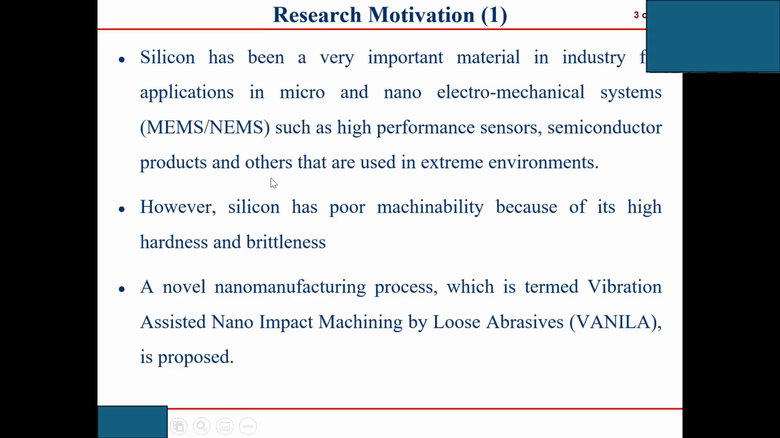However, the silicon has a poor machinability because of its high hardness and brittleness. So, in this research, a novel nano manufacturing process, which is termed, as the name suggests, vibration assisted nano impact machining by loose abrasives, VANILA, is proposed. So this is the background when we propose this new nano machining method for silicon.